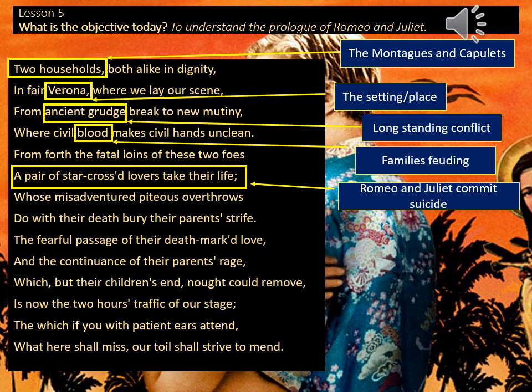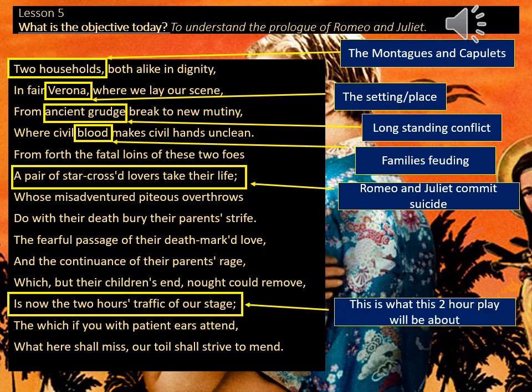And we can also pick out other ideas, other language that makes sense to us. It's now the two hours' traffic of our stage. Well, two hours is about the length of the play. So already we can pick out some meaning just based on our prior learning and words that we know and understand.